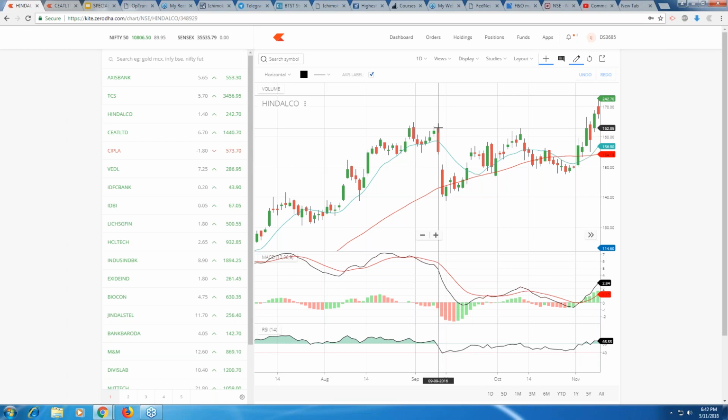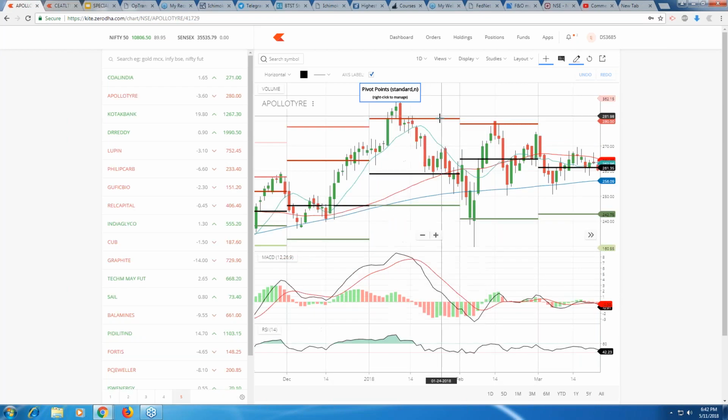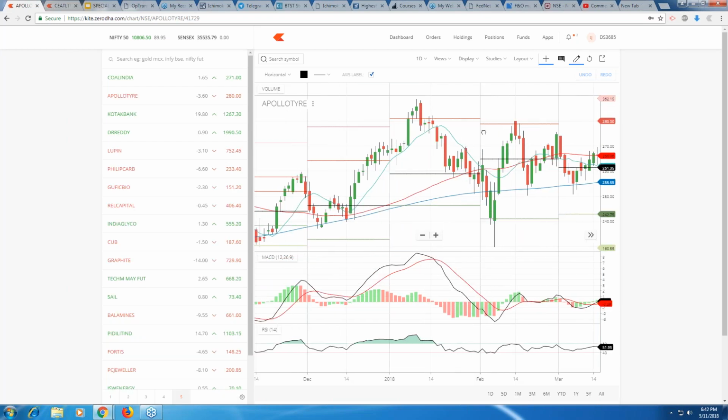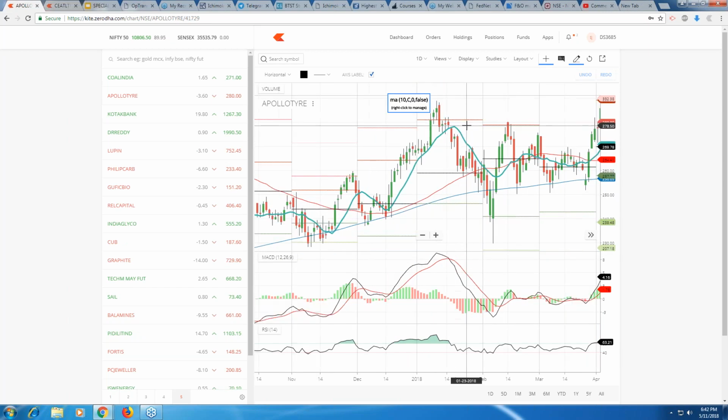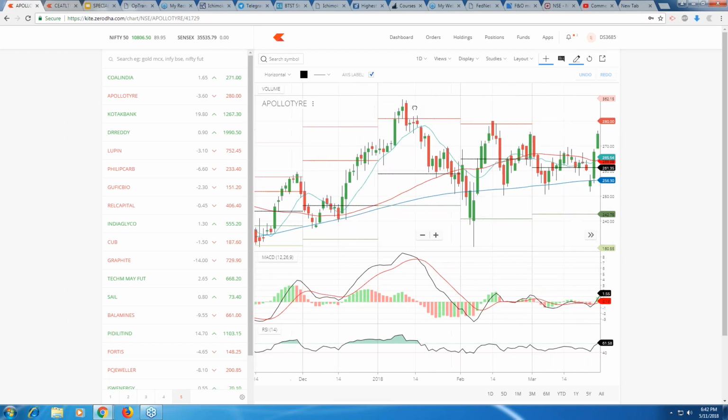I have seen it in Apollo Tyres as well. So the Apollo Tyres trade was right here, this is 10th of January. And if you put pivot points, you will see that it is experiencing a resistance from the pivot point as well. See here, it tried to go up, but bearish engulfing and 3 days resistance, right? Then MACD crossover, RSI crossover, and the stock has fallen down, right?